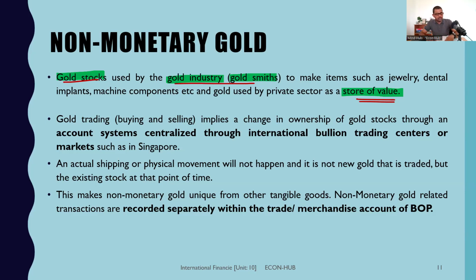Now, why would a central bank want to keep gold? A central bank doesn't make jewelry. A central bank doesn't make dental implants. A central bank doesn't make machine components. Then why on earth is a central bank keeping gold with them? It's a way to diversify their reserve assets.